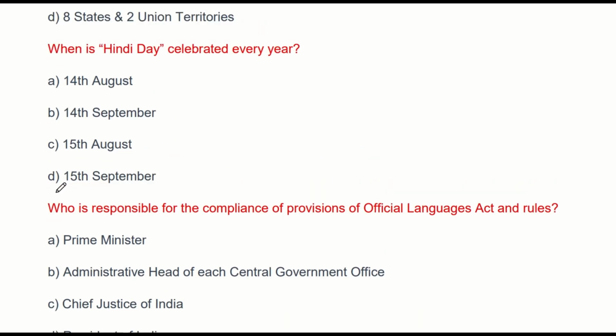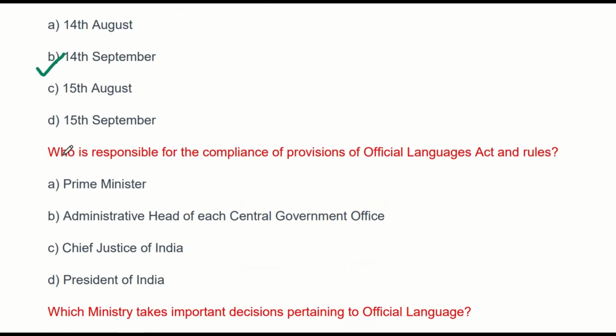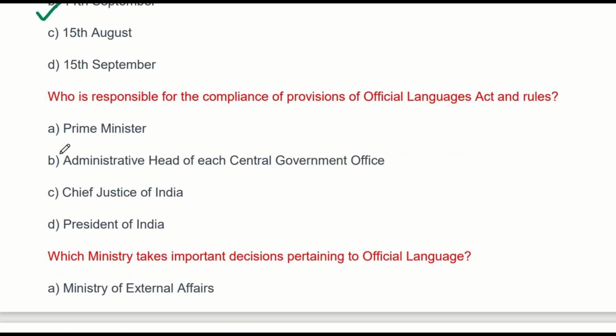When is Hindi Day celebrated every year? A. 14th August. B. 14th September. C. 15th August. D. 15th September. And right option is option B. 14th September. Who is responsible for the compliance of provisions of Official Languages Act and rules?